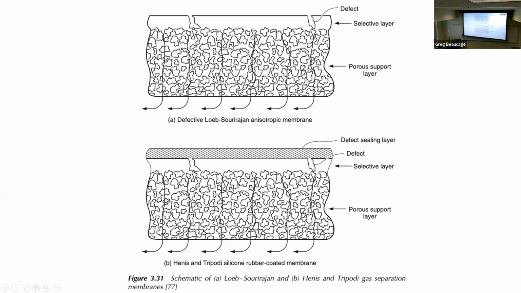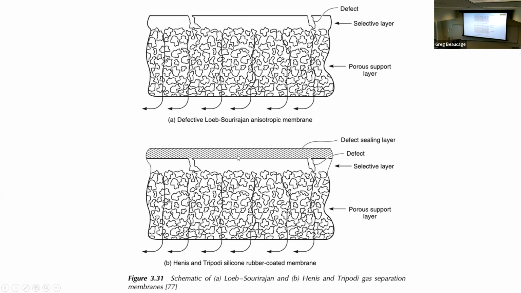So you have this really thin film, 100 nanometer thick, on a porous substrate. You can either make the substrate in a separate process and then drop this onto it, or bring the substrate up to pick it up, or you can make this all out of one material, right? But then these defects are a problem when you get to a 100 nanometer film. So the way to get around that is this Henis-Tripodi approach.